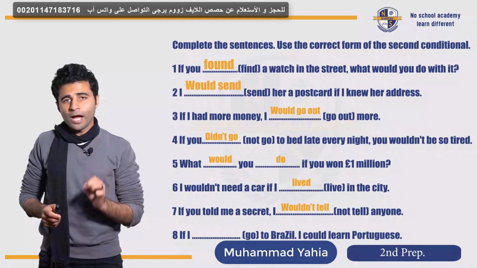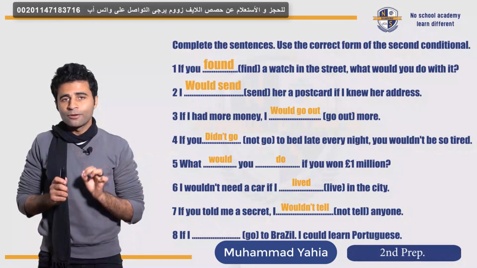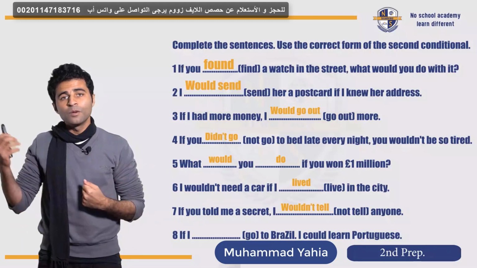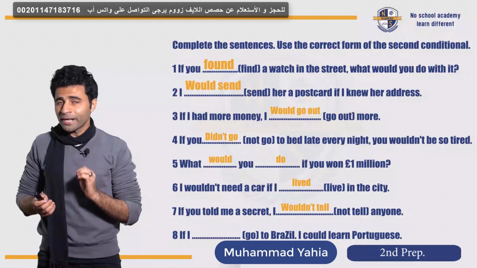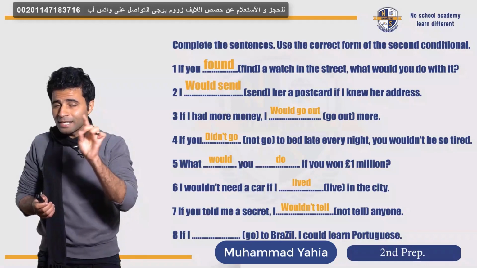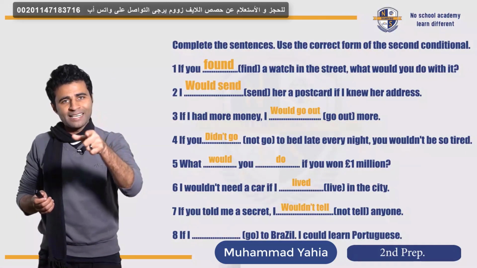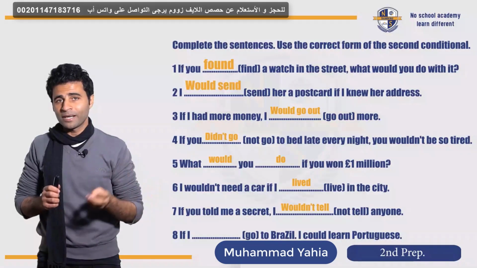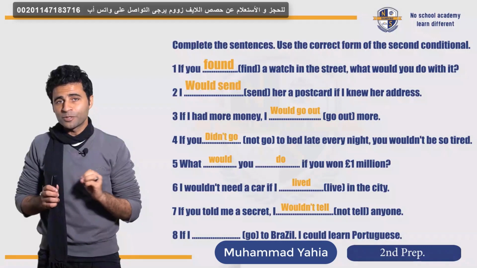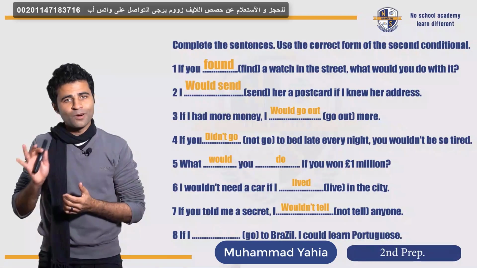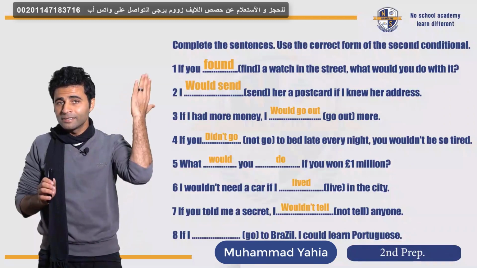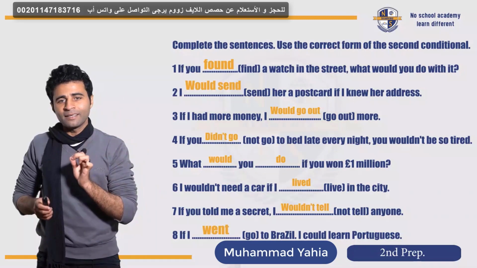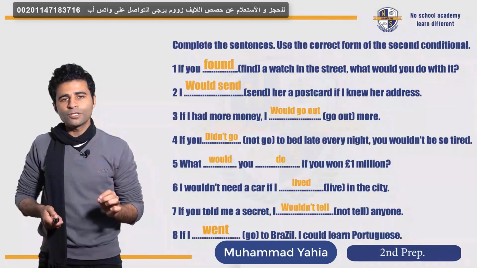Number eight, if I between brackets go to Brazil, I could learn Portuguese. You know, in Brazil, they speak Portuguese, and this is the only Latin American country that doesn't speak Spanish, because all Latin American countries speak Spanish, like Mexico, Venezuela, Ecuador. All these countries speak Spanish except Brazil, they speak Portuguese. So if I, in the past, what is the past of go? If I went to Brazil, I could learn Portuguese.